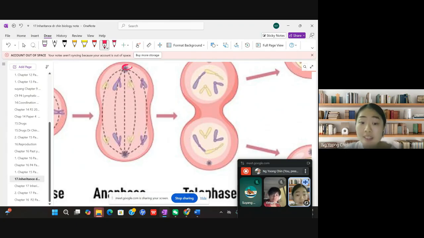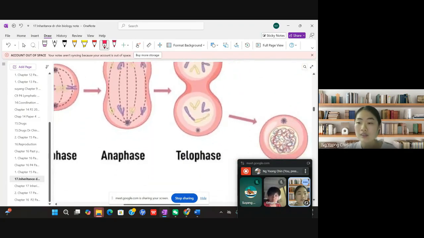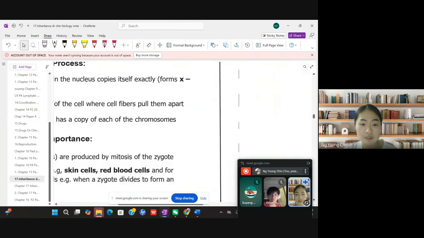So what is spindle fiber? Spindle fiber is just a rope. The rope will help to separate, split the chromosome into their sister chromatids. That's why the rope is very important, because they need to split them. If they fail to split them, they will become non-disjunction, which is what happened in Down syndrome. You have one extra copy of chromosome. Okay, that's all.